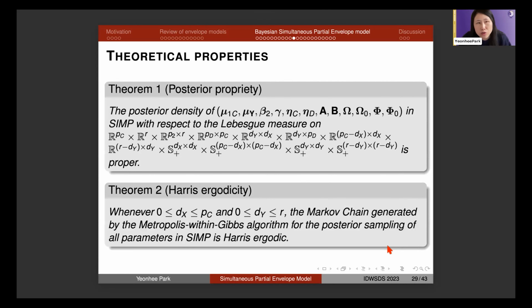We established two theoretical properties. The first theory is about the posterior property. Since we sampled from the posterior distribution, we need to ensure that the posterior distribution is integrable. So the first theory shows that the posterior joint density is proper with respect to the Lebesgue measure. And the second theory is about the Harris ergodicity. This will guarantee that our sample will converge to the target posterior distribution.